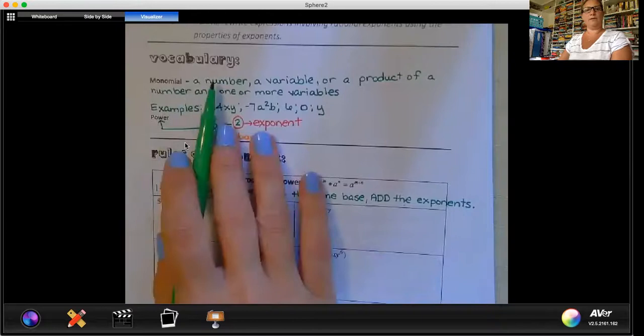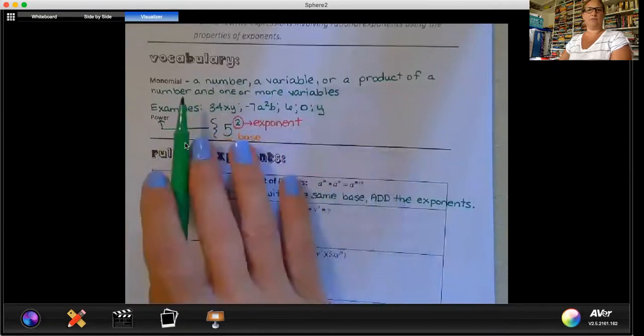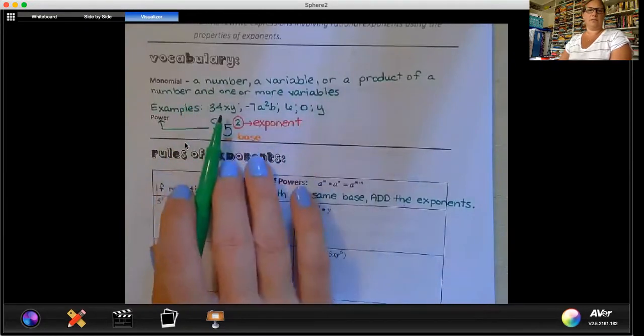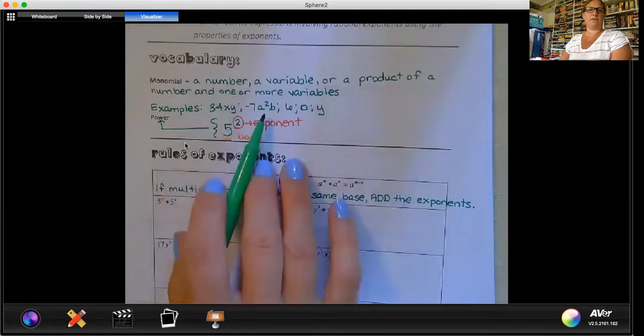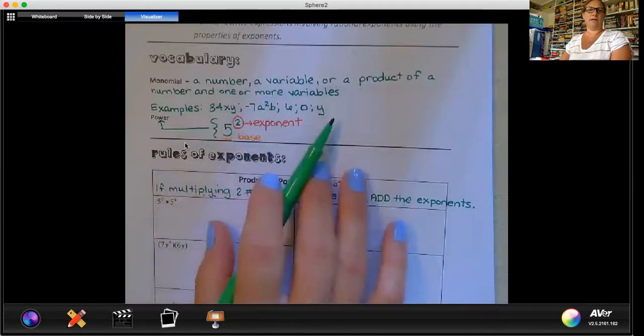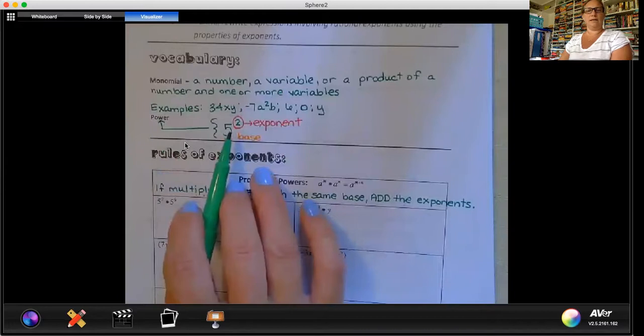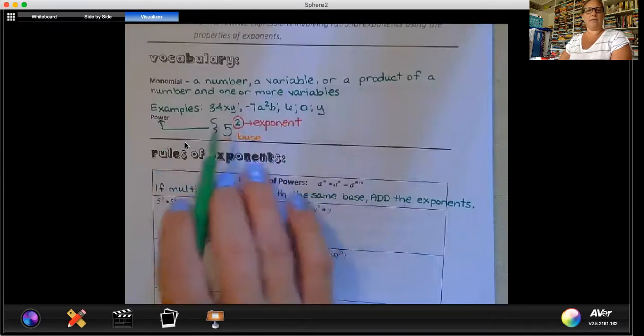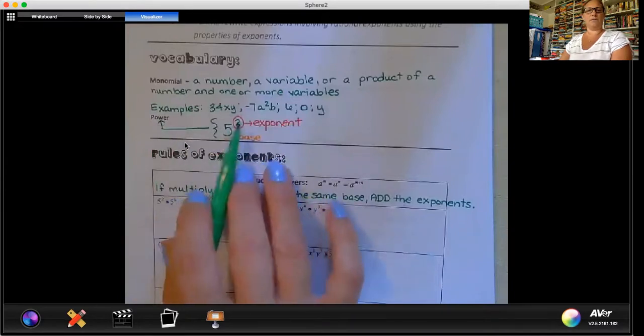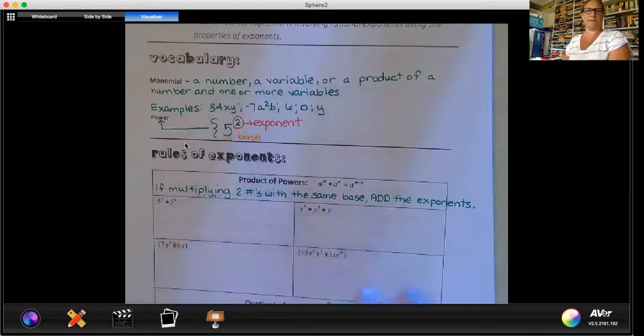A monomial is a number, a variable, or a product of a number and one or more variables. Some examples: 34xy, negative 7a squared b, 6, 0, and y. If you have something like 5 to the second power, that is called a power. 2 is the exponent and the 5 is the base.